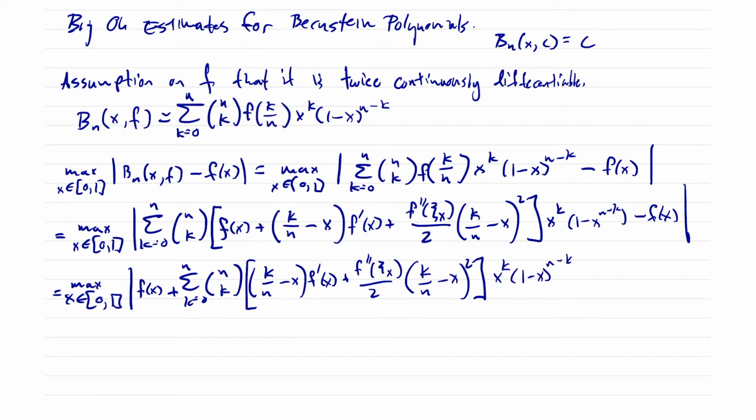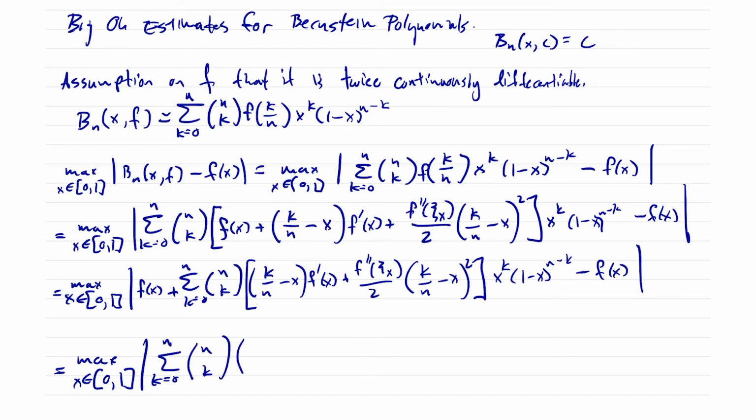It looks like somehow I worked it inside over here. Just put it like that. Okay, and this minus f of x. All right, so this cancels that, and that goes away, which is nice. And so we have the maximum over x in, say, [0, 1] of this term. So we can split this into 2. We get the sum of k equaling 0 to n of n choose k of k over n minus x times f prime of x times x to the k, 1 minus x to the n minus k.